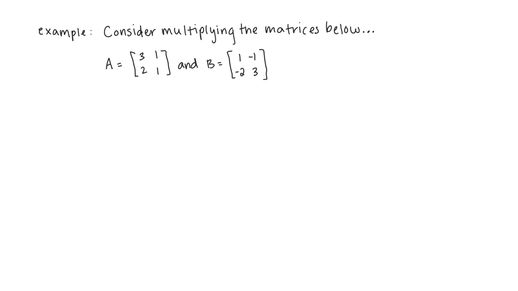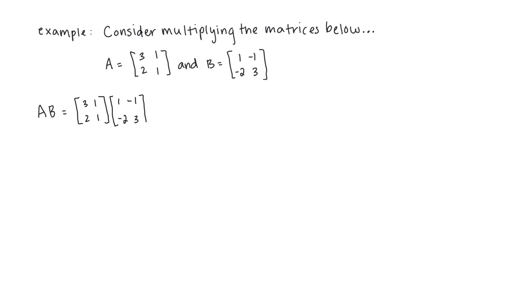To motivate the definition of an inverse matrix, let's consider multiplying matrices A and B below. I didn't say which order to multiply them in, so let's do them both. We'll start off with A times B, which means I'm putting matrix A on the left and matrix B on the right.